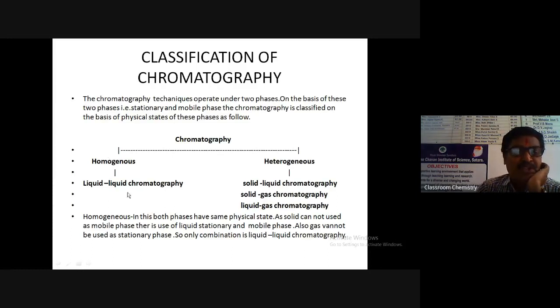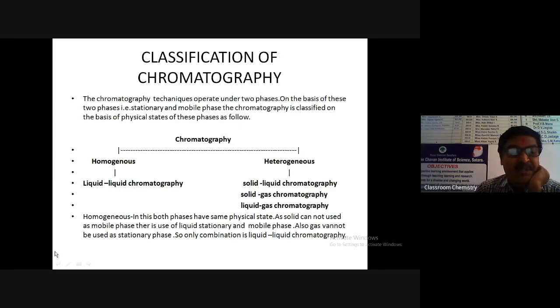If you see the homogeneous chromatography, in this both the phases have the same physical state, that is liquid and liquid. Stationary phase is also liquid and mobile phase is liquid, which is known as homogeneous. That is, both the phases are the same. They have the same physical state. The stationary phase is liquid and the mobile phase is also liquid.